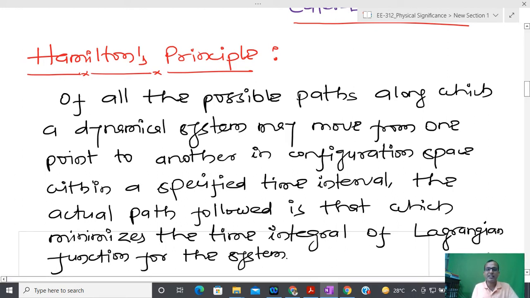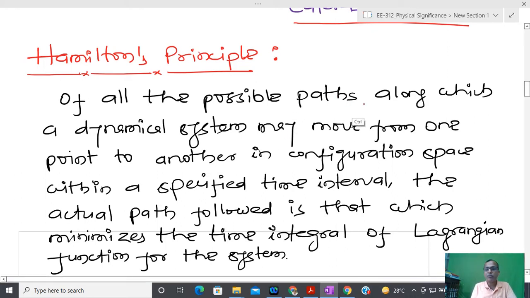Okay, so Hamilton's principle states: of all possible paths along which a dynamical system moves, we have already defined that I have some kind of object. If I give real data, then I will get real data as output, and that is called a dynamical system. And we have also seen that whatever the input is, it is not a function of the previous or future output.